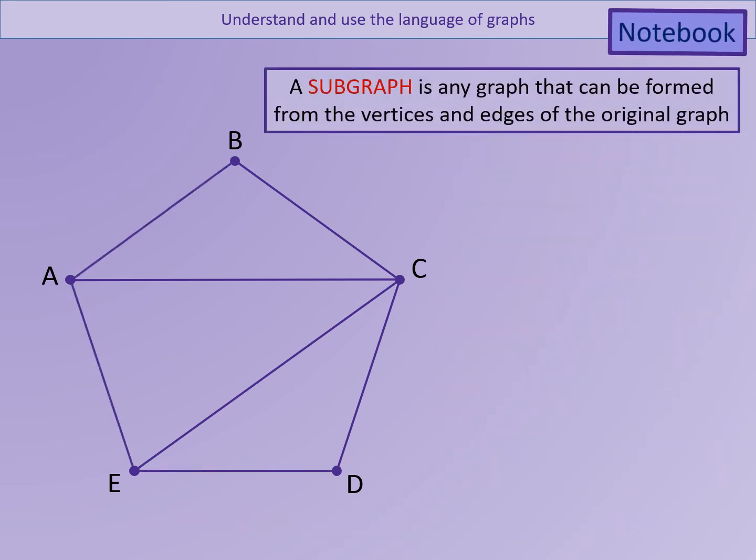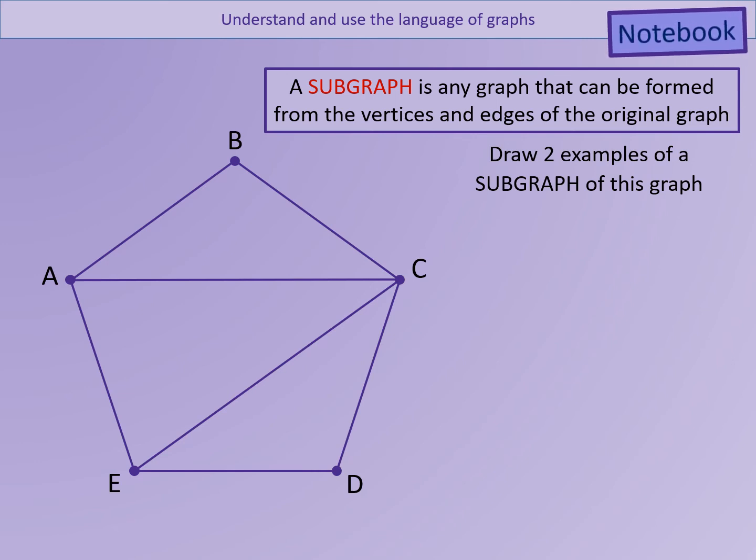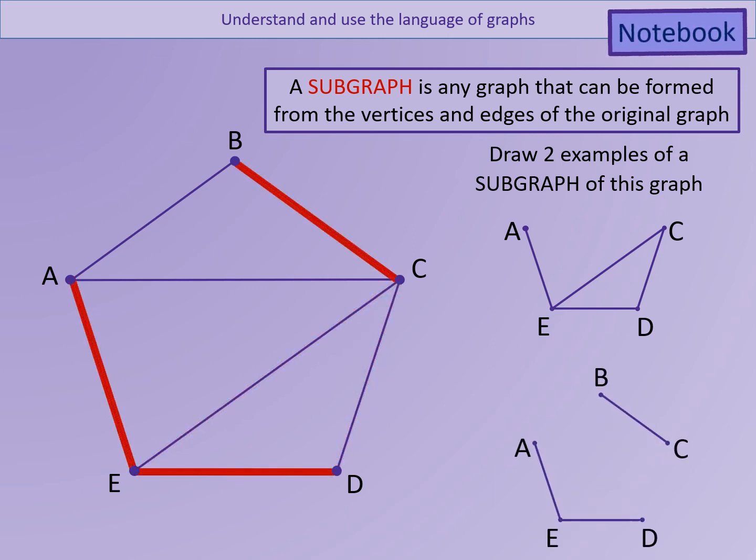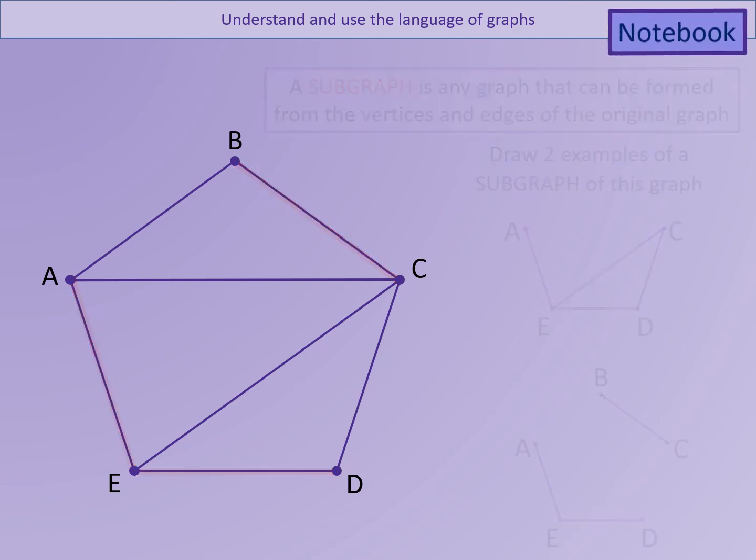For any given graph, a subgraph can be formed using some of the vertices and edges from the original graph. So from this graph, pause the slide and draw two subgraphs using some of the vertices and edges. So here is an example of a subgraph. And here is a second example. Notice that subgraphs don't need to use all of the vertices or all of the edges. They also don't need to be connected.